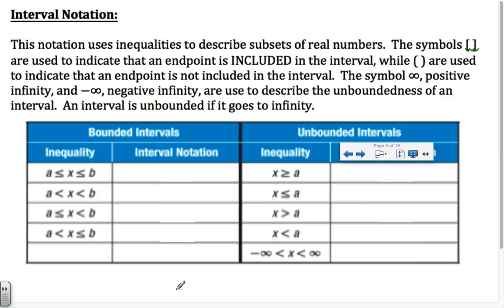A second type of notation that we have is something called interval notation. So this notation uses inequalities to describe subsets of real numbers. Square brackets are used to indicate endpoints that are included in the interval, and parentheses are used to indicate endpoints that are not in the interval. The symbols positive infinity and negative infinity are used to describe unboundedness of an interval. That means that it has no end.